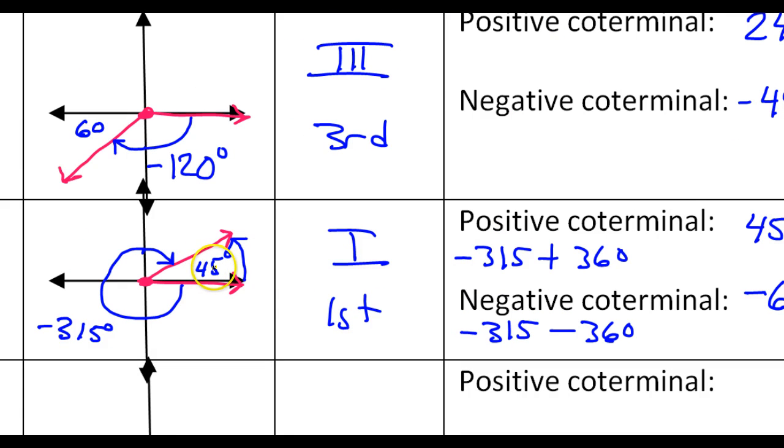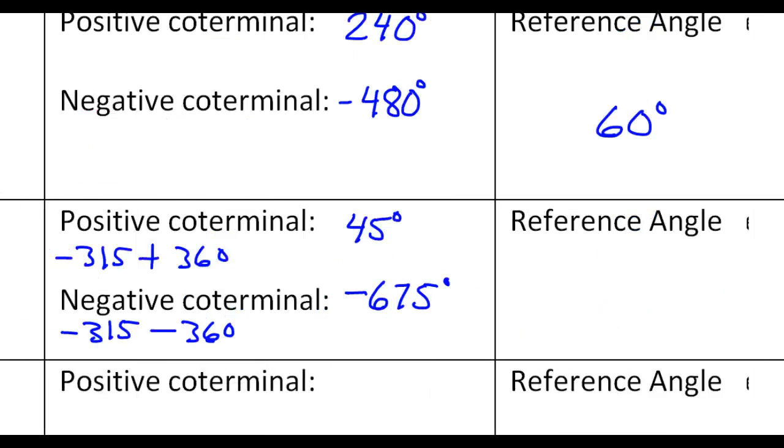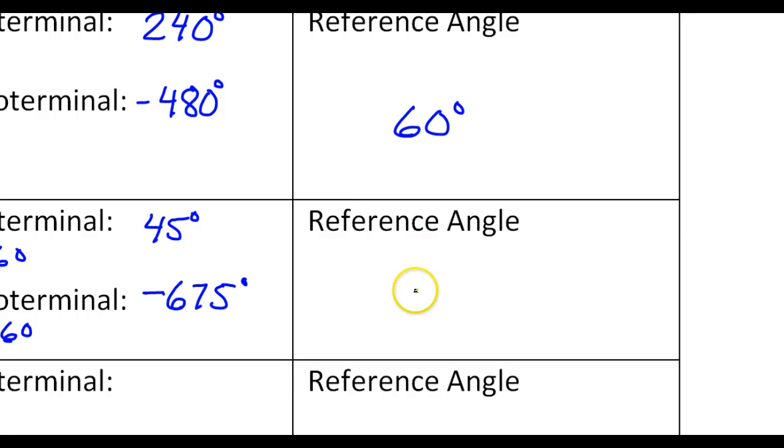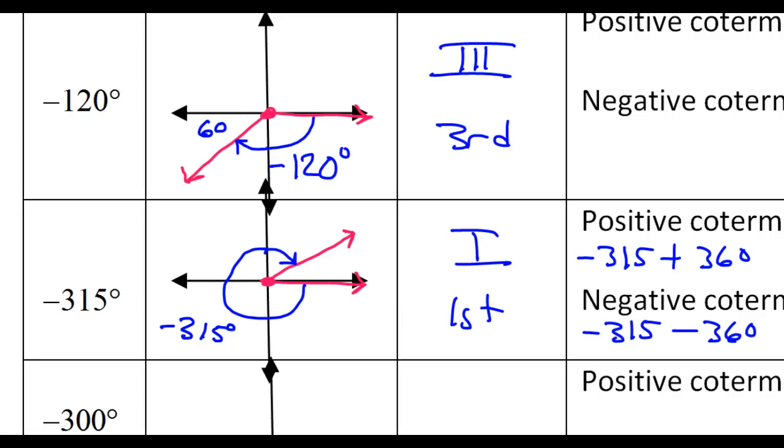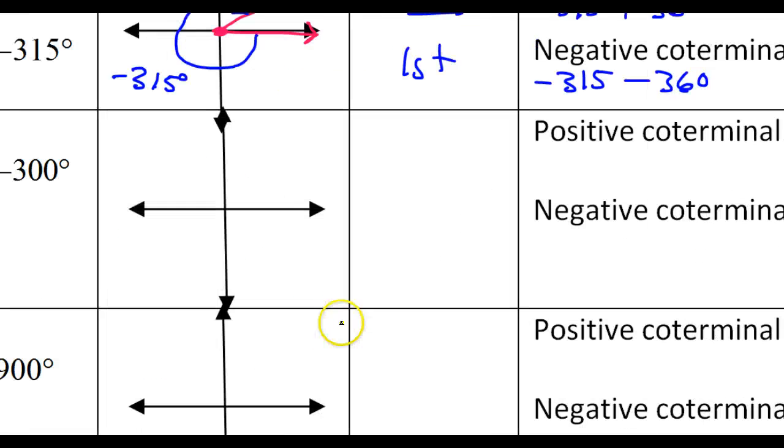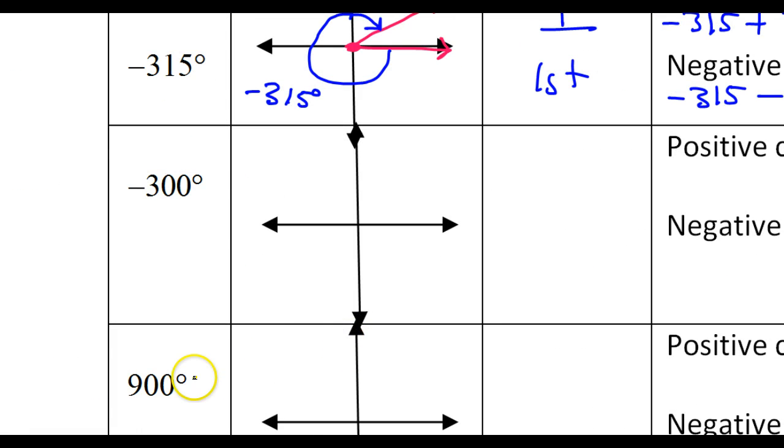So we already did the reference angle. This 45 degrees right here, when we did the positive coterminal, that is the reference angle. Okay. All right, two more to go. So negative 300.